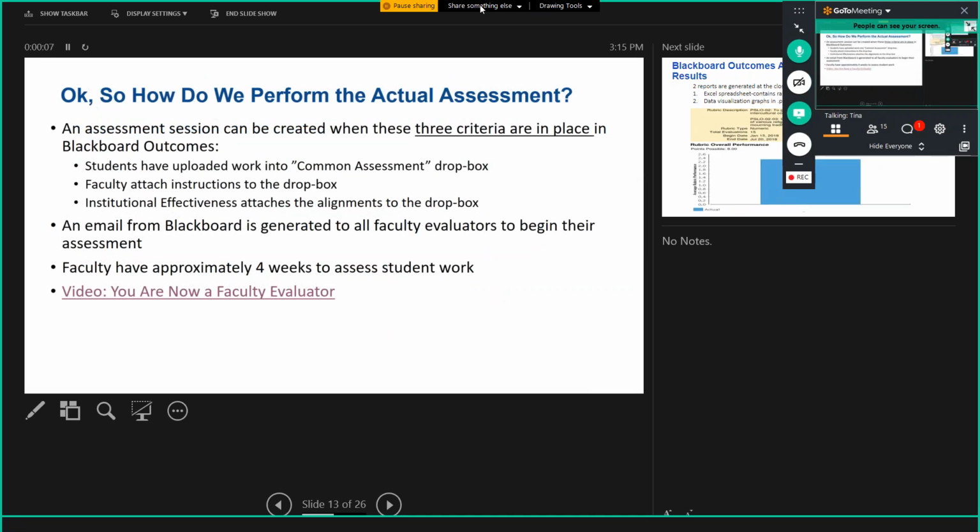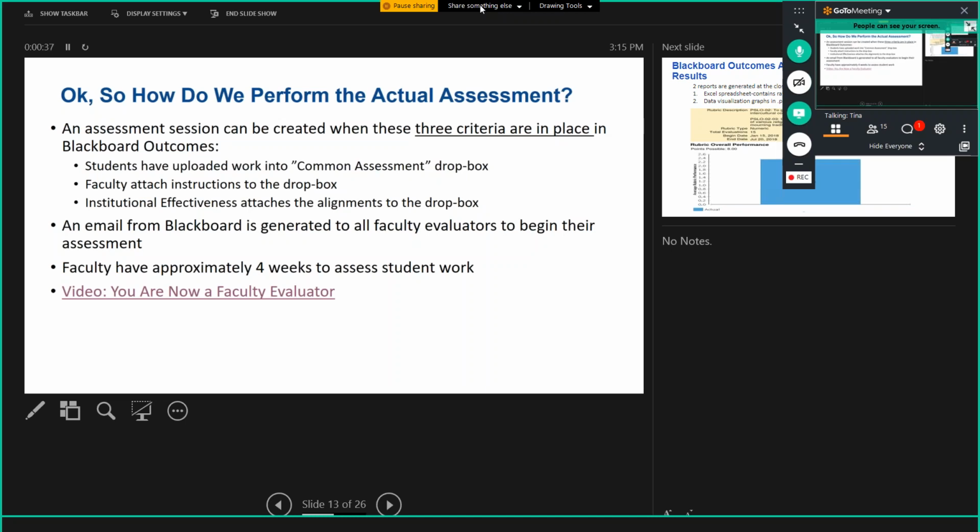And so, how do we perform the actual assessment? And so these 3 criteria have to be in place in Blackboard Outcomes. The students have to upload the work into a common assessment Dropbox. So we have to teach the faculty how to create that Dropbox, how to get the students to use it. A lot of the times faculty are using different modules within their Blackboard course, and they're not used to this separate assessment box. And so this has taken some training over time as well.